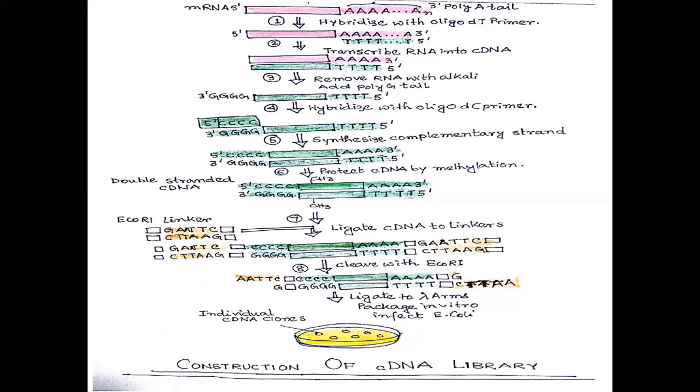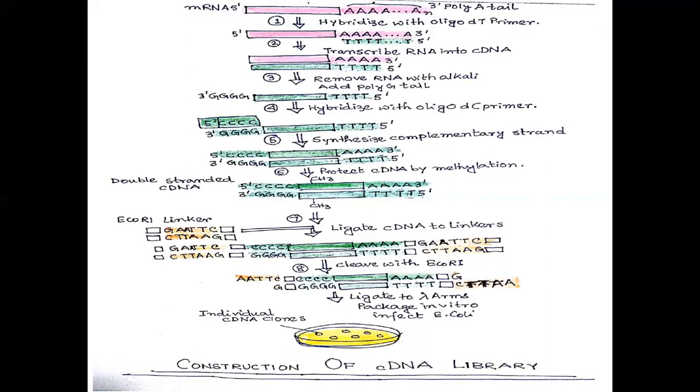So suppose you want to get the particular DNA sequence of a particular gene. In that case, it is easier for you to get the mRNA and make the complementary DNA of the respective gene. It will be helpful to you to identify the exact sequence of the gene. So let's see how to prepare a cDNA library.